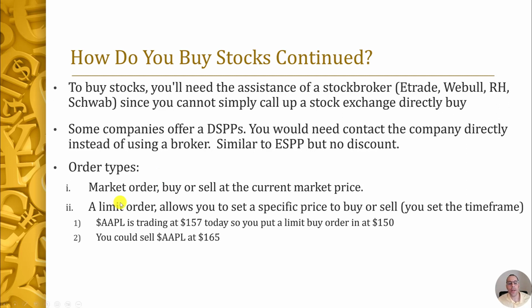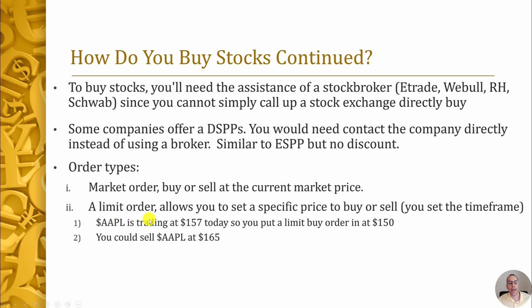If you don't want to trade at the current price, you could pass through a limit order, and this allows you to set a specific price. And you could also set a time frame. You could set it up for 24 hours or you could set it up for 60 days. Or really whatever option you want.